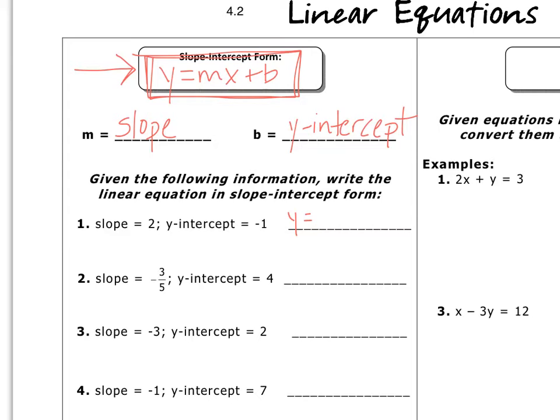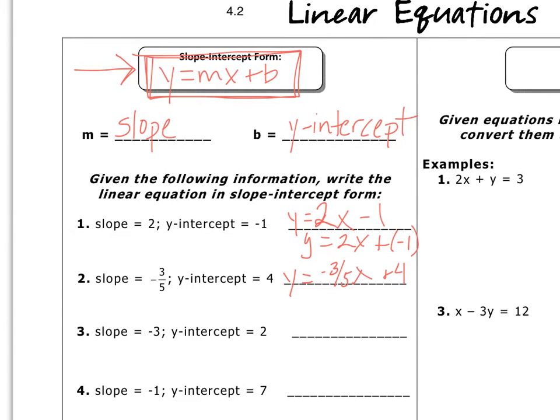We're going to use this form right here. This is our slope-intercept form. So, like I said, y and x are y and x. Then we fill in numbers for m and b, whatever they happen to be. In this case, slope is 2, so this is going to look like 2x. My intercept is -1, so I'm just going to leave that as -1. If you'd like to say y equals 2x plus -1, that's fine too. I prefer just writing -1, but it's up to you. Slope of -3/5. Here we go. y equals -3/5 x plus 4.